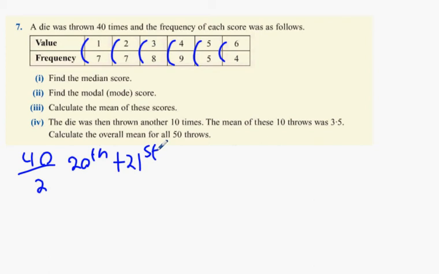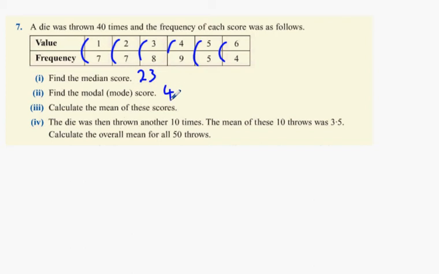The first 14 are 2 and below. The first 25 are 3 and below, which means the median score will be 3. Because both 20 and 21 scored 3. Okay. And what is the modal score? 4. Okay.